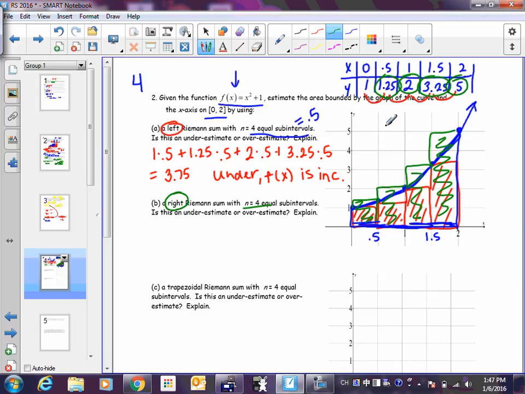I want you to make the connections between the graph and the table. I also want you to see that once you do the left, the right really isn't that different. It's kind of like you skip the first one, and the second one now becomes the first one. And then we are going to use the 5. And then multiply and add all that up.